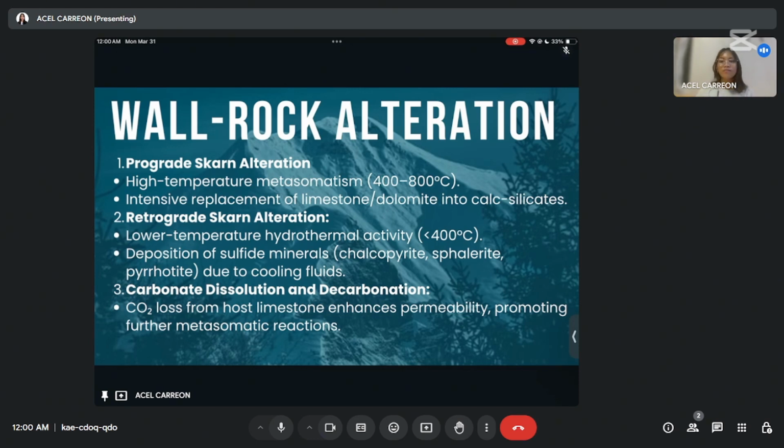And lastly, the carbonate dissolution and decarbonization is characterized by the loss of CO2 from host limestone, which enhances the permeability, further promoting the metasomatic reactions.